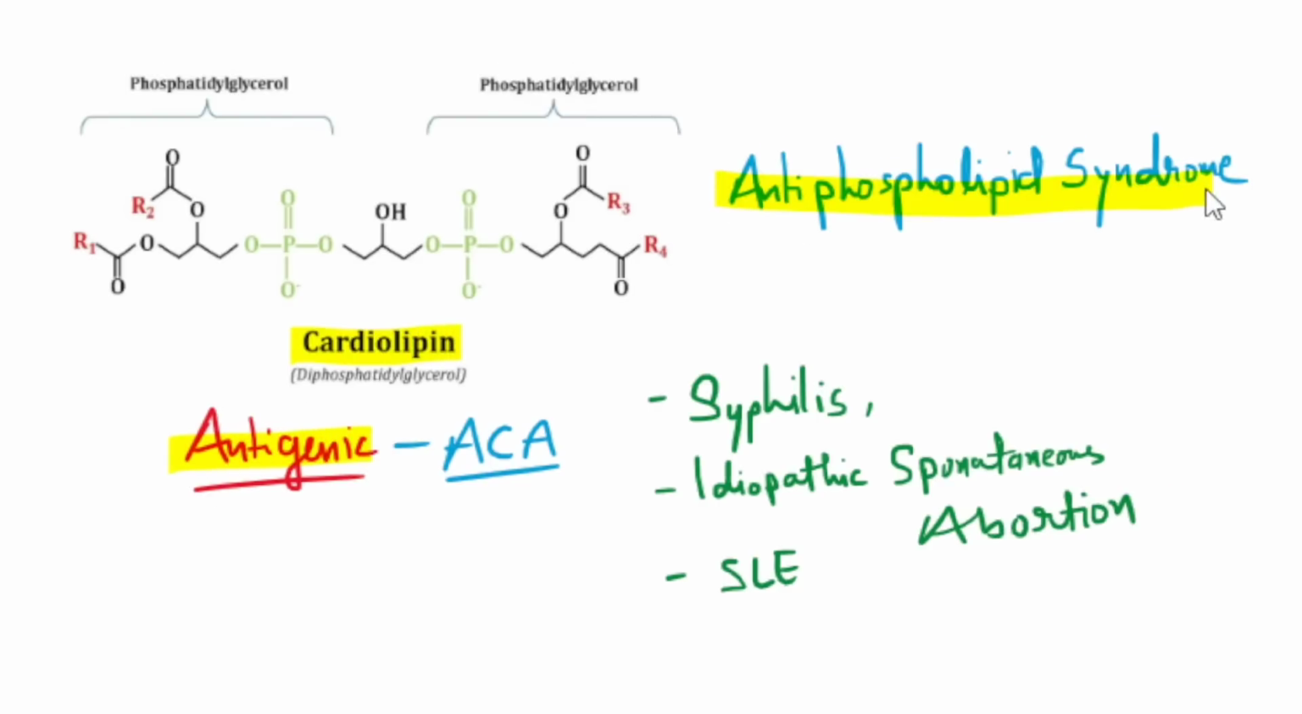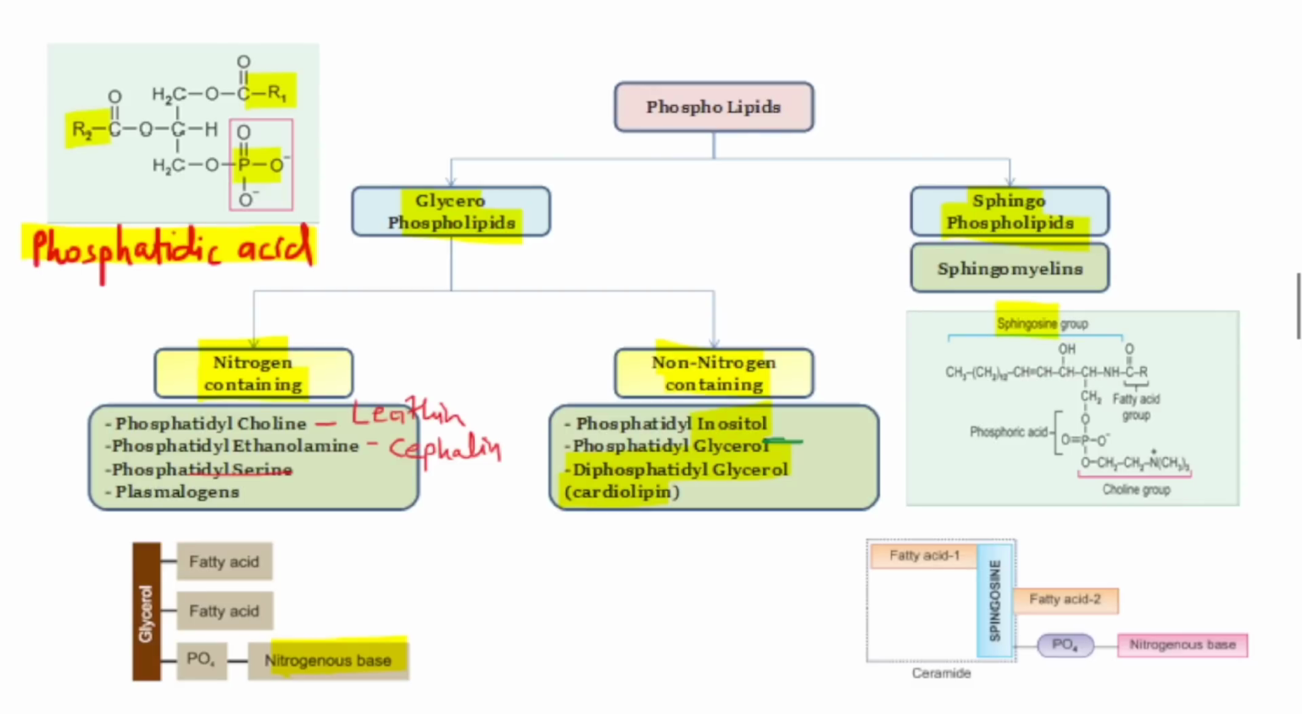Antiphospholipid syndrome is an autoimmune disease where anti-cardiolipin antibodies are formed. Detection of ACA is of diagnostic importance in the detection of syphilis, idiopathic spontaneous abortion, and systemic lupus erythematosus. So that is all about glycerophospholipids.